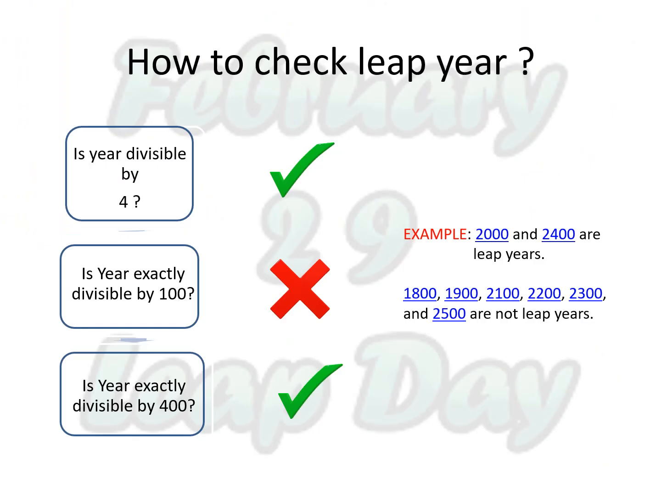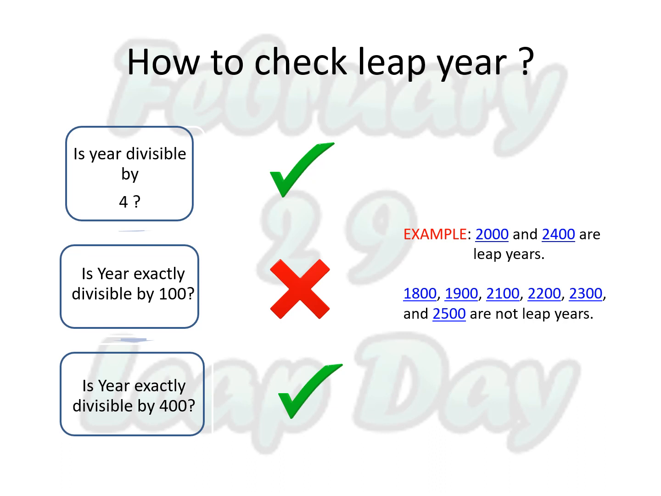Let us now start probability in leap years. In order to check whether a year is a leap year or not, here are some rules. If the year is divisible by 4, then it is a leap year. If a year is divisible by 100, it is not a leap year. And if the year is exactly divisible by 400, then again it is a leap year.